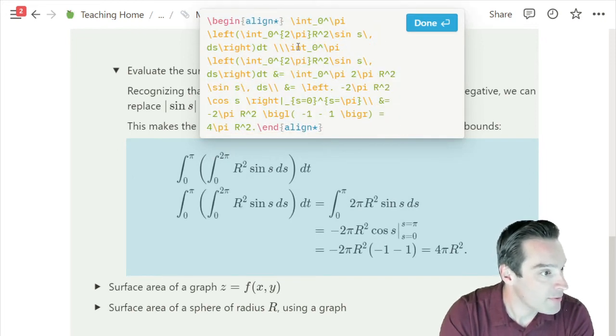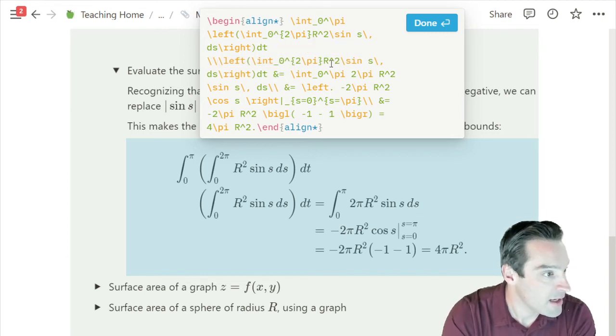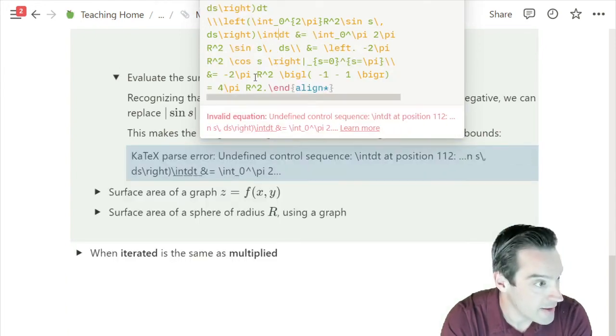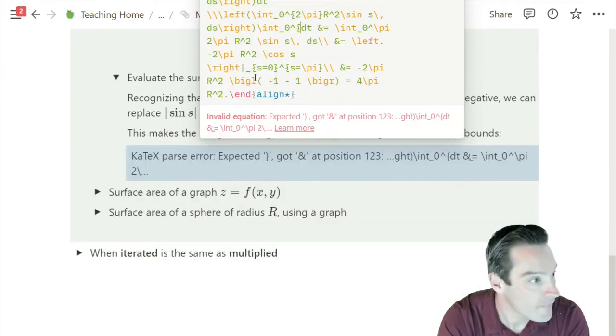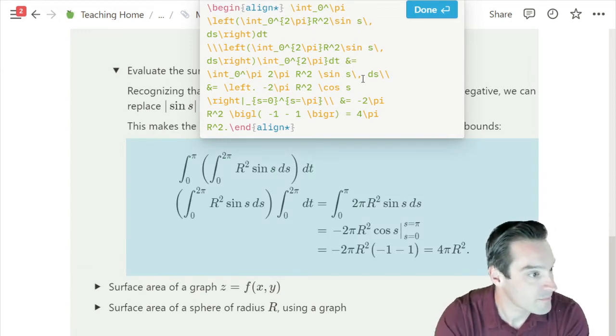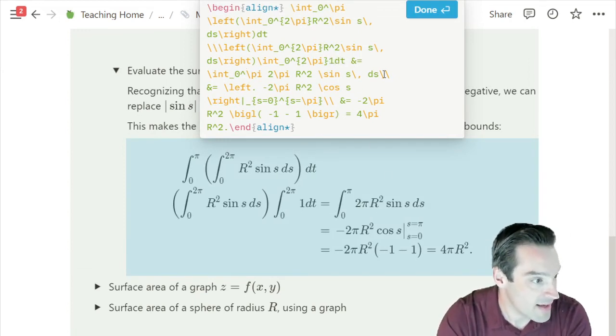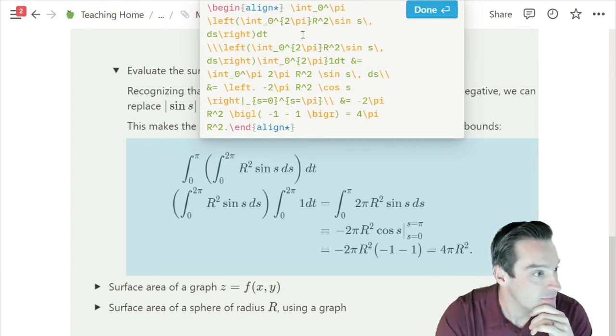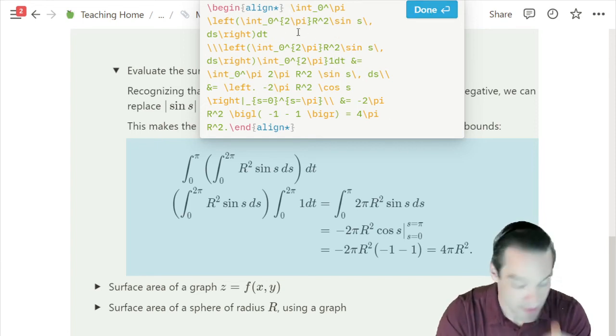I pull that on the outside of my t integral, and I end up with the integral with respect to s multiplied by the integral with respect to t. And then the integrand on that dt ends up just being a 1. Right? So this is a really happy incident here.